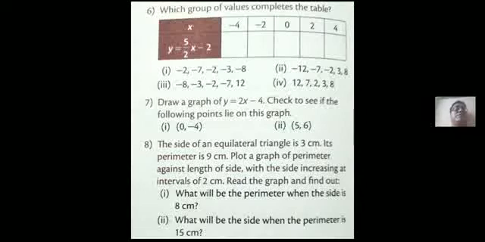Now the question from the exercise, the last exercise: which group of values completes the table? Here we have 4 options. If you take y is equal to 5x by 2 minus 2, and take x is equal to minus 4, put it here: 5 by 2 into minus 4 minus 2. If you simplify, it becomes 5 into minus 2 minus 2, which is minus 10 minus 2, that is minus 12. So the first one is minus 12.